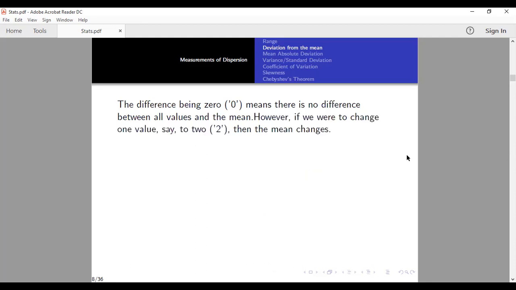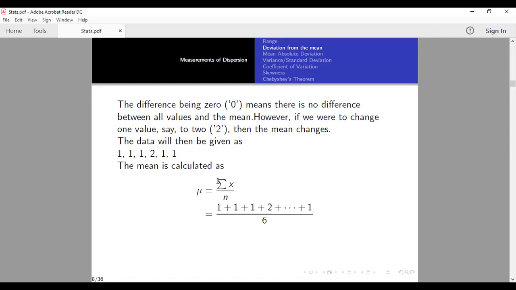Now, if we were to change one of these values, let's say to 2, the data would then be 1, 1, 2, 1, 1. Now, not all the values are the same. We've got all ones, then a 2, and then all ones again. We do expect some changes from the value of the mean, but we don't expect too many changes. So when you calculate the mean, this is what we have.